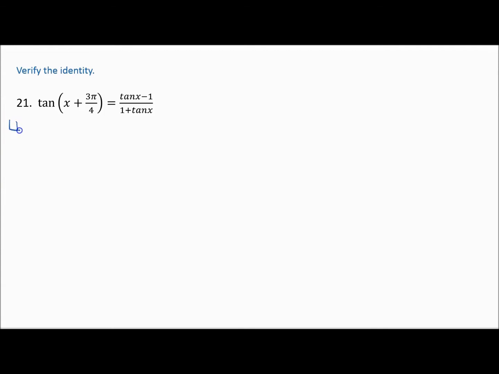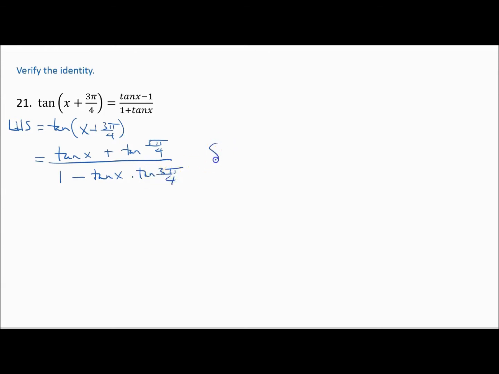But I'm going to start with the left-hand side and rewrite what I have, tangent of x plus 3 pi over 4. And then the next step is to actually use the formula. So that's tangent of x plus the tangent of 3 pi over 4 over 1 minus the tangent of x times the tangent of 3 pi over 4. And again, that is just the sum difference formula. In particular, it's the sum formula for tangent.